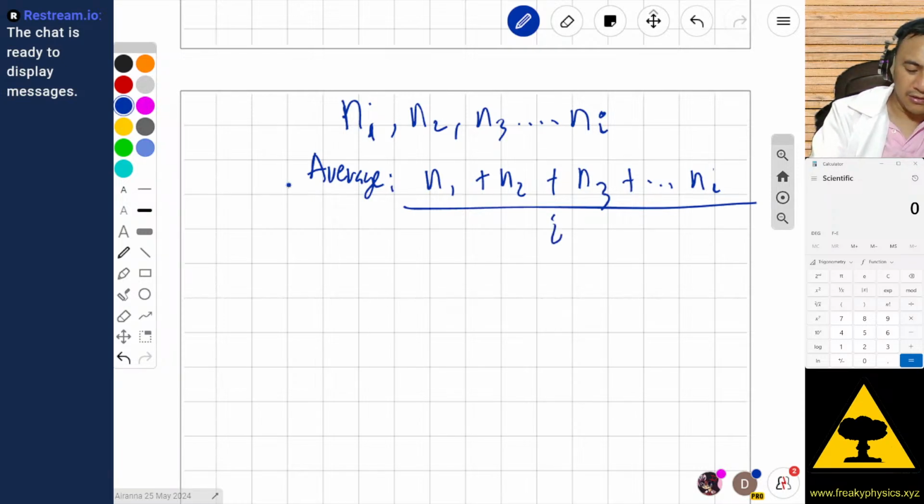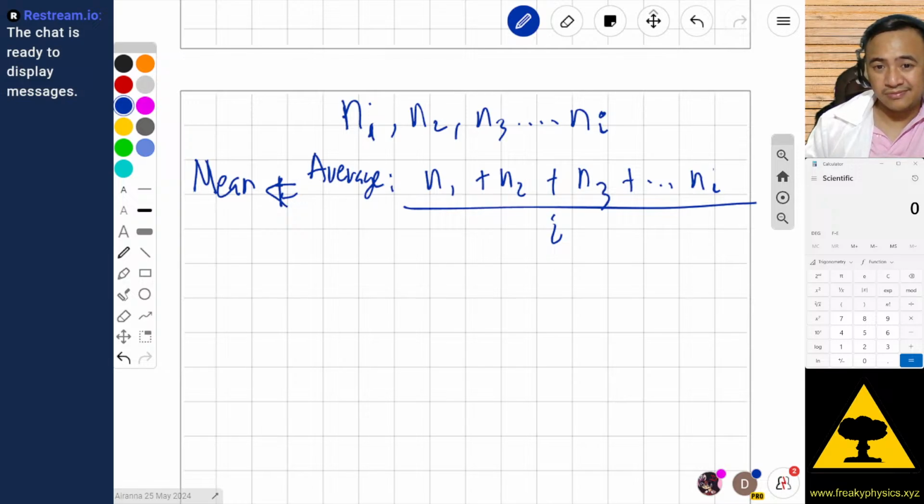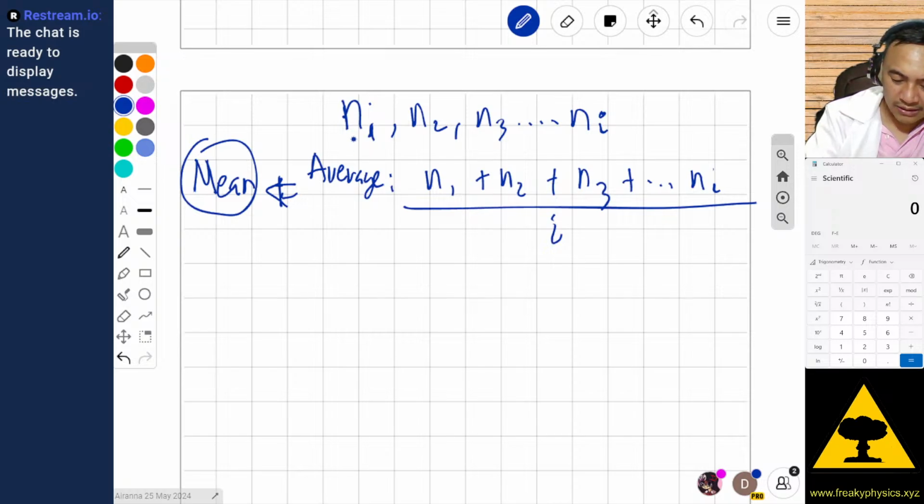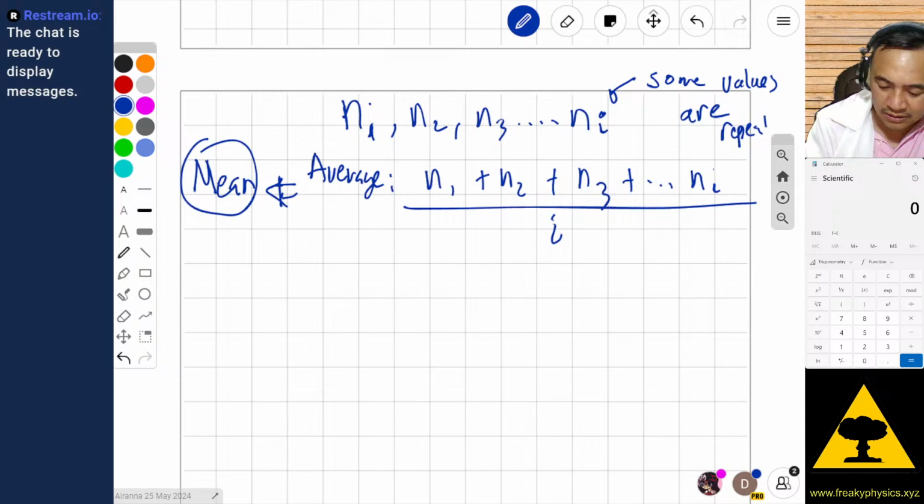Now we do have a name for this in statistics, and this is the last thing we'll do today. This is the mean. The mean is the average that we all know and love. Now, let's say that some of these values are not unique. Some values are repeated. In other words, it could be that n1 equals n2. And also, let's say that this list is arranged in increasing order.